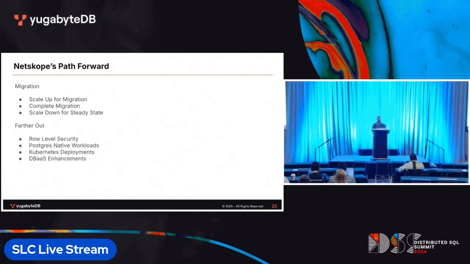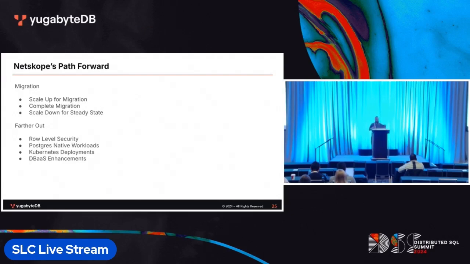Looking a little bit further out, past the migration, we'd like to get back to row level security. We started there. We piloted row level security. We had some performance challenges with that, and that definitely needed some more work in terms of how we implemented it and how the schemas were made.